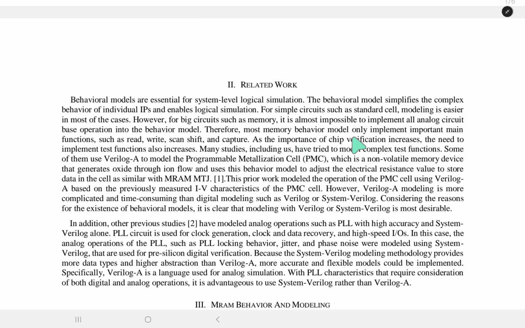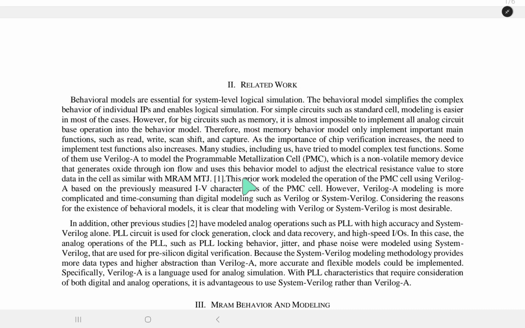As the importance of chip verification increases, the need to implement the test functions also increases. Many studies, including ours, have tried to model the complex test functions. Some of them use Verilog-A to model the programmable metallization cell, PMC, which is a non-volatile memory device that generates oxide through ion flow and uses this behavior to adjust the electrical resistance value to store data in the cell, similar to the MRAM MTJ.